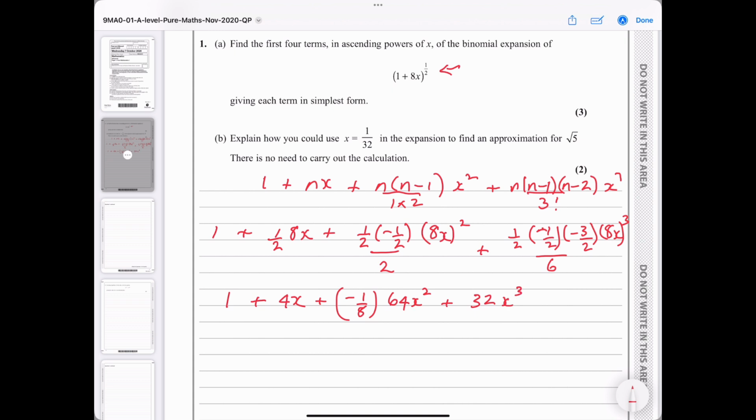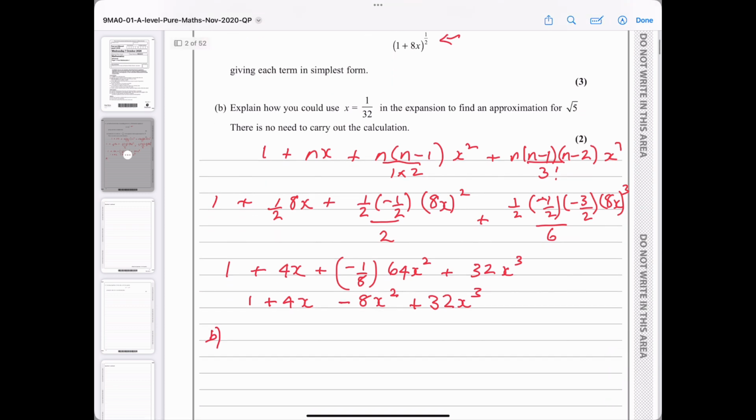And this one is, so it goes 1 plus 4x minus, and that's 1/8 of that, so that's 8x squared, and then plus 32x cubed. Now, the next thing you're going to do is B, which is explain how you could use x equals 1 over 32 in the expansion to find the approximation for root 5.